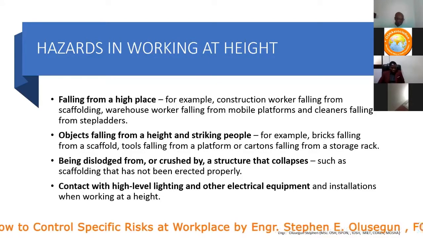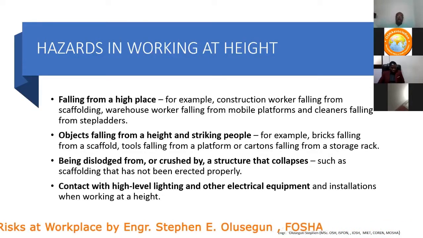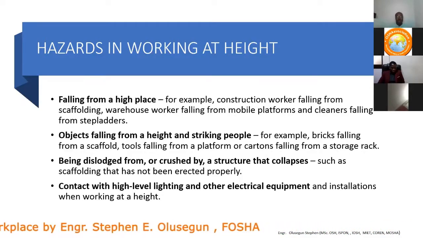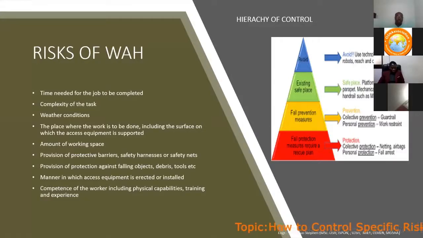Contact with high level lighting and other electrical equipment. In some places, when they are working, they have the possibility of touching a live wire, of moving very close to a live wire. They are working at height. Some people are even working in a silo, in a very deep area, in some places where they have to be alone, and some work in a hole. So these are working at height. What are the risks of working at height?